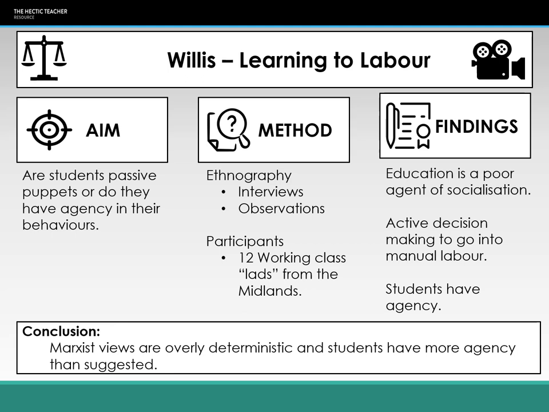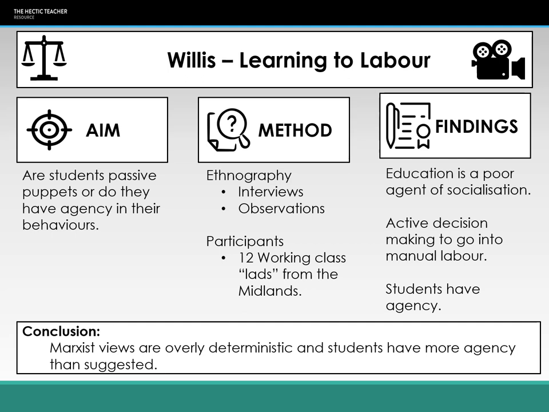Now, as I said, Willis's study has a number of criticisms to it. For one, he's looking at 12 students, 12 working class boys from the Midlands who were all in the same school. So this study doesn't really have generalizability. It's also quite old. It was the 1970s and society has moved on since then. And a lot of the industries that these lads would have been wanting to go into perhaps no longer exist or have a more limited availability than they had back then.